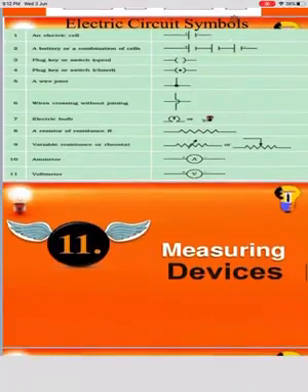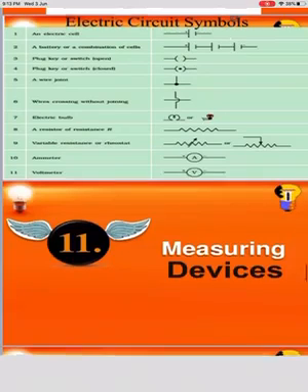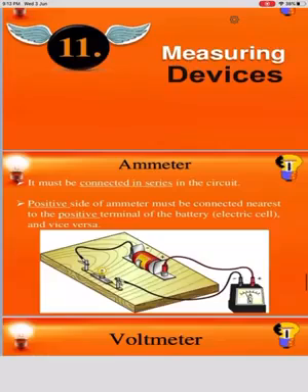Here are a few diagrams of electric circuit symbols, for example an electric cell, a battery, a plug key, and an open switch. After that you go through the measuring devices.